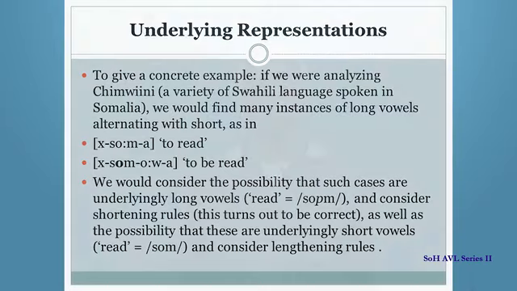4. Constructing underlying representations under a particular hypothesis. Assuming that we have picked a particular direction for the rules, A to B or B to A, and are trying it out, the next step is to construct underlying representations. Here is the recommended procedure.